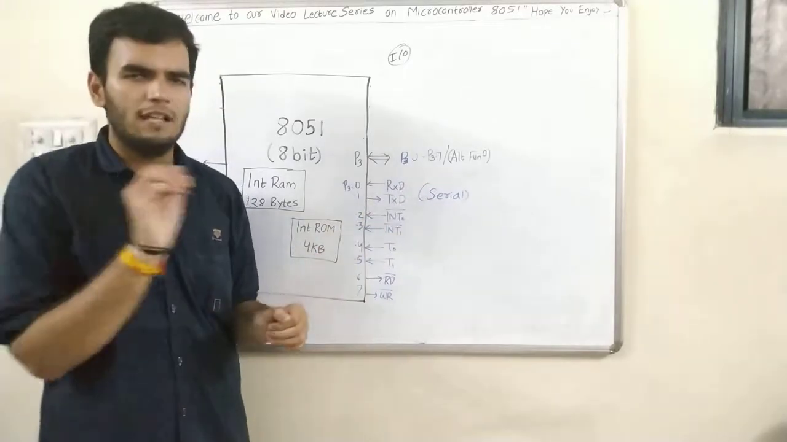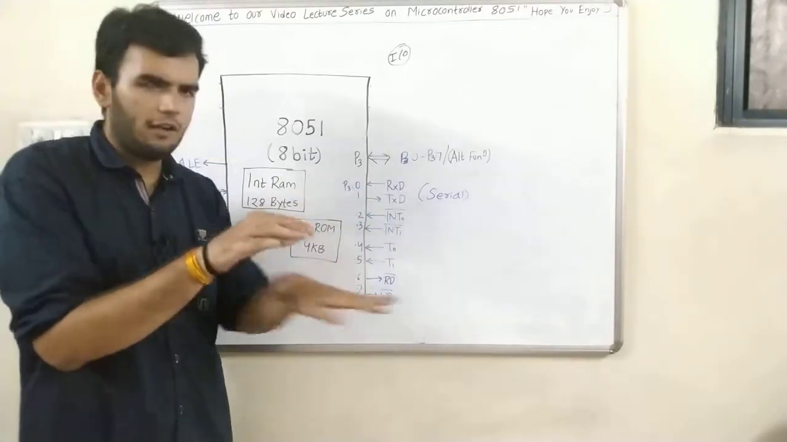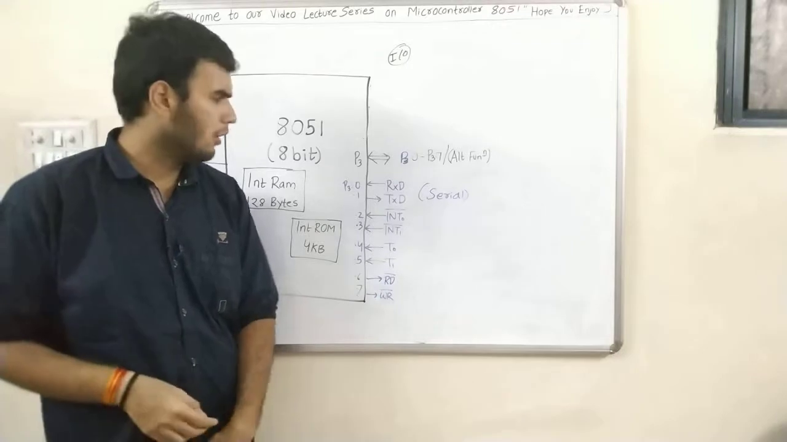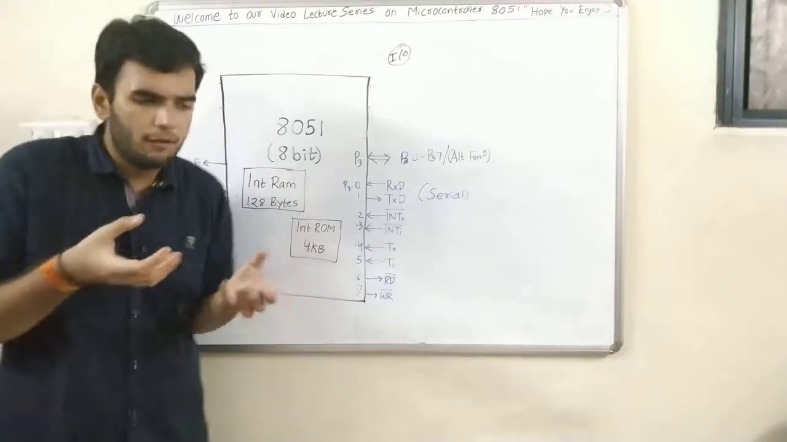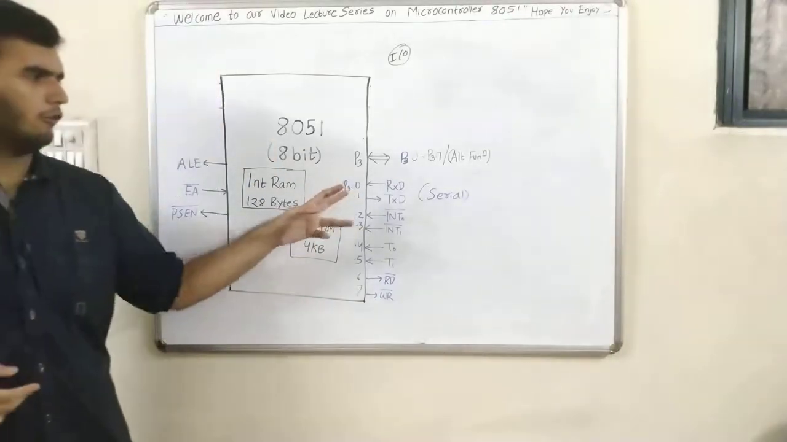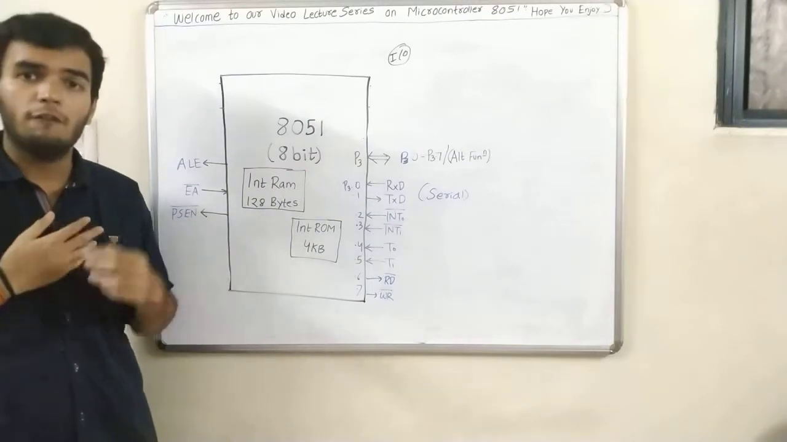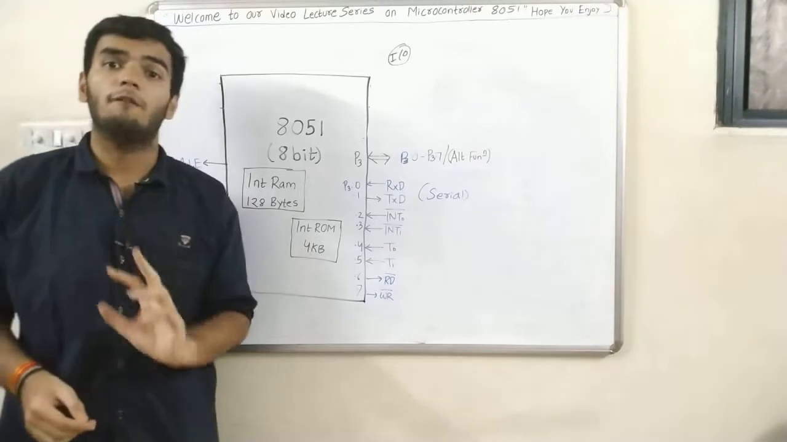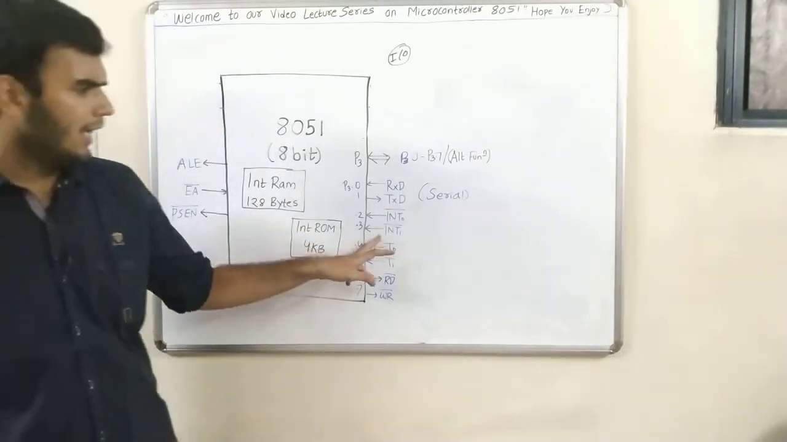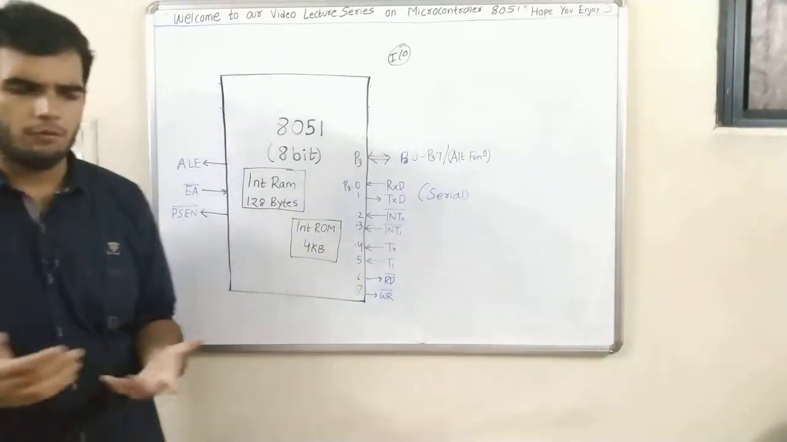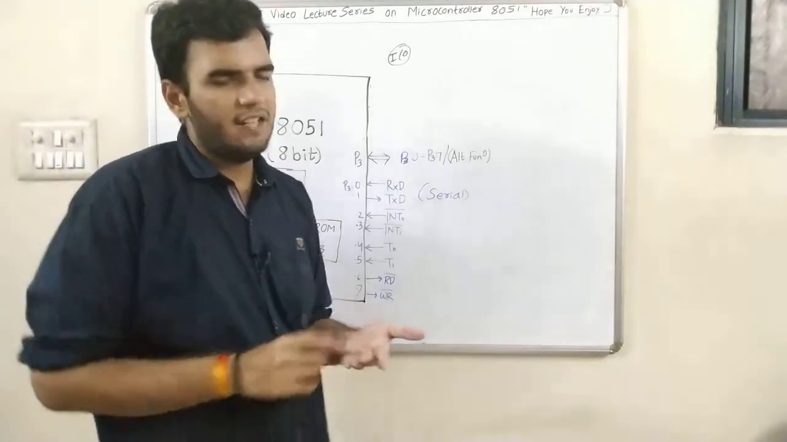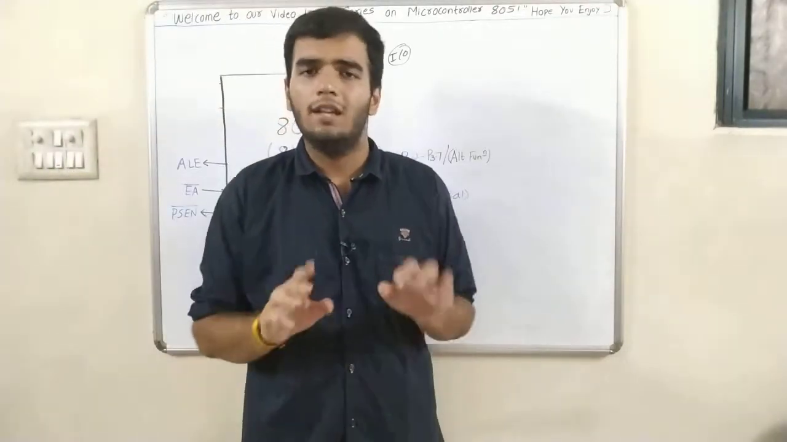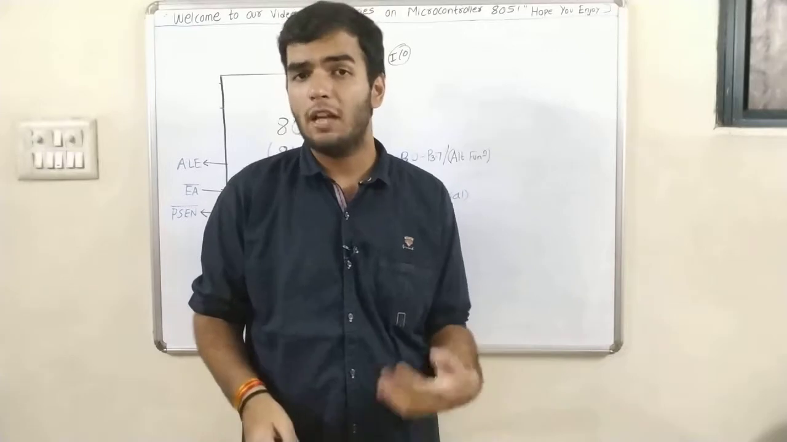RxD stands for receive the data, TxD stands for transfer. Why is it named receive? Because we are seeing everything from the perspective of the microcontroller. Receive the data means the microcontroller will receive the data, transfer the data means the microcontroller will transfer the data. Interrupts. What is an interrupt? Suppose you are playing a game and suddenly a call comes. It is a call for you, but what is that for a microcontroller?